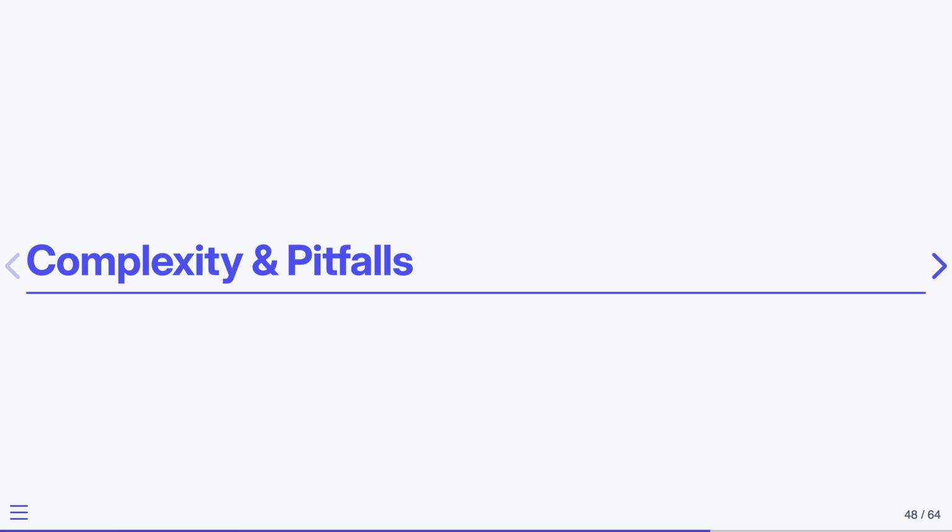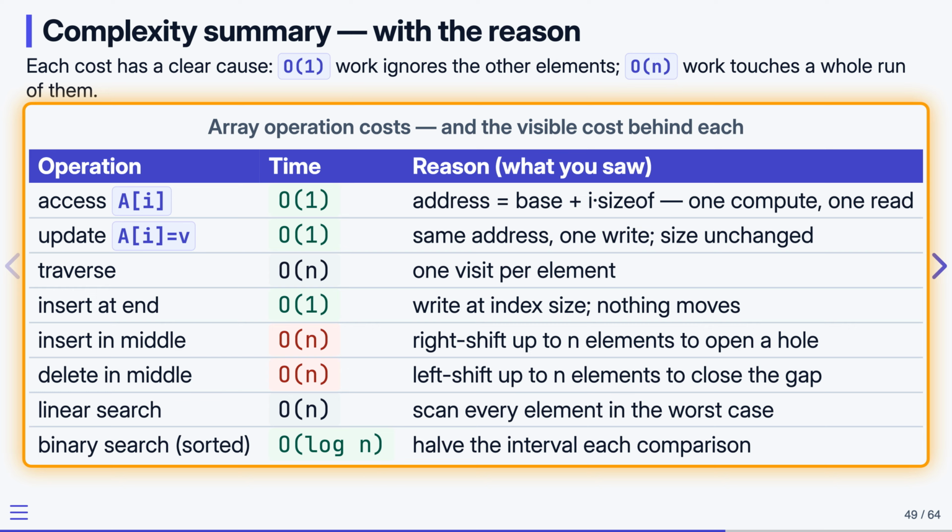Let's pull the costs together and then look at the bugs that catch people. First, the price of each operation, then the common mistakes in C. Read this table like a receipt. Every cost has a visible cause.